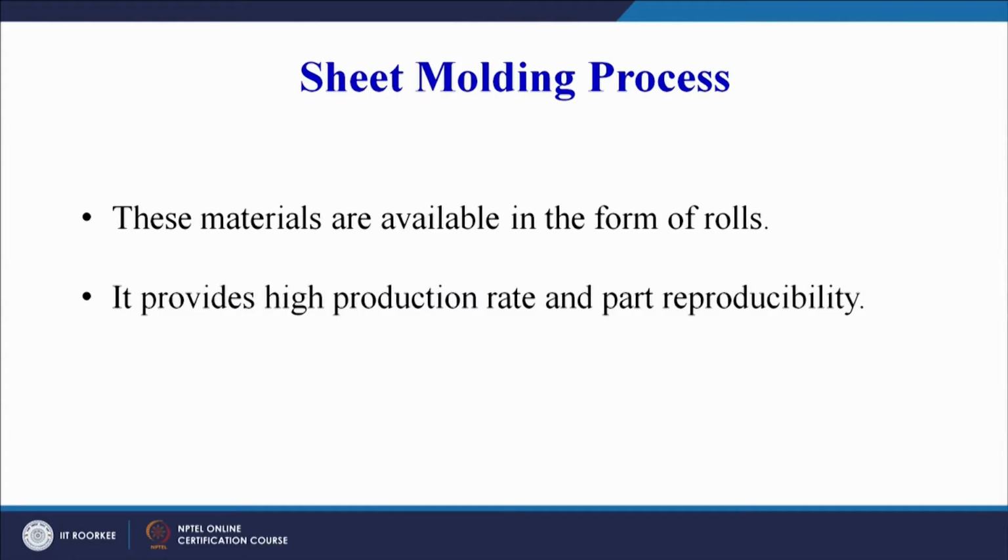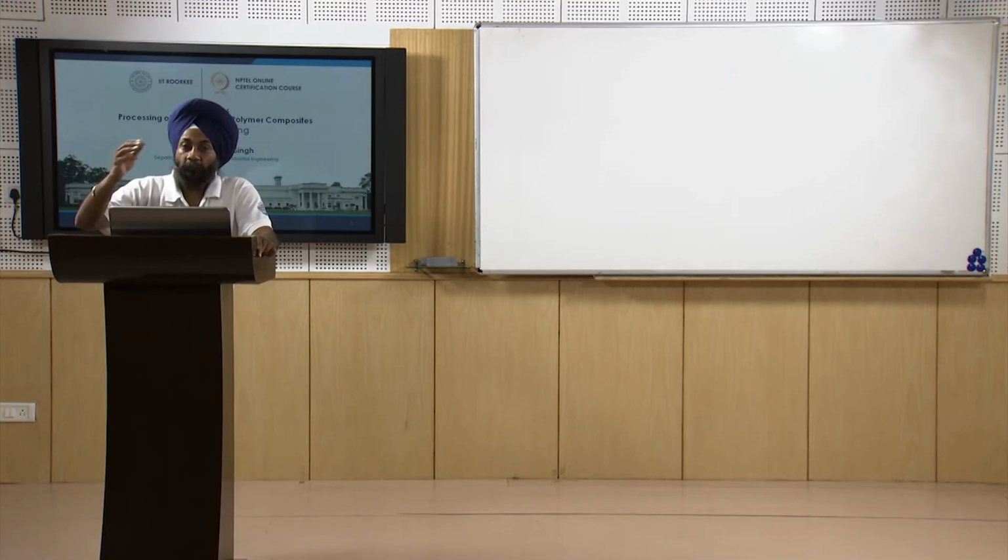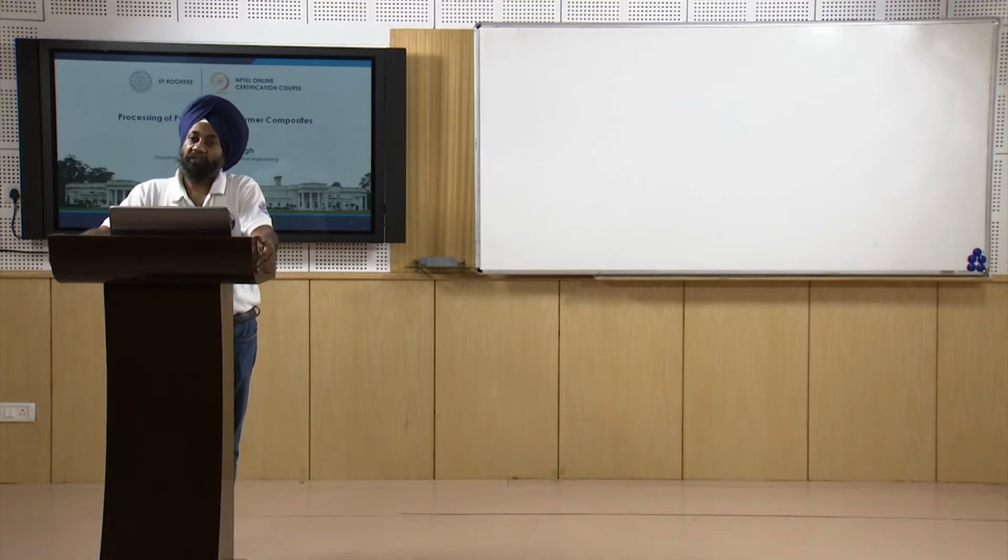Now, the sheet molding process. These materials, that is sheet molding compounds, are available in the form of rolls. It provides high production rate and part reproducibility. High production rate means that the process is automated, and we can very easily process a large volume of material in a very small duration of time because of the continuous nature of the process. We can get high volume production in the case of SMCs, and the part reproducibility is also very good.